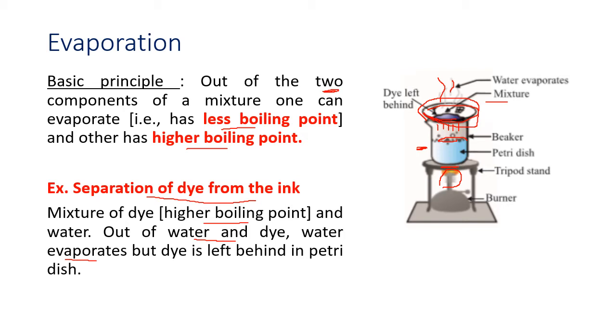So what have we done here? We have separated the volatile component, that is the solvent, that is the water. Volatile means one which can turn into vapor easily. So we have separated the water from the ink by the method of evaporation, and what remains behind is the dye.